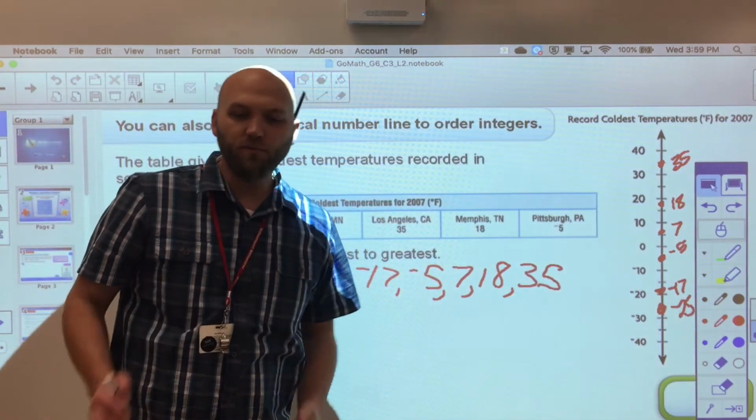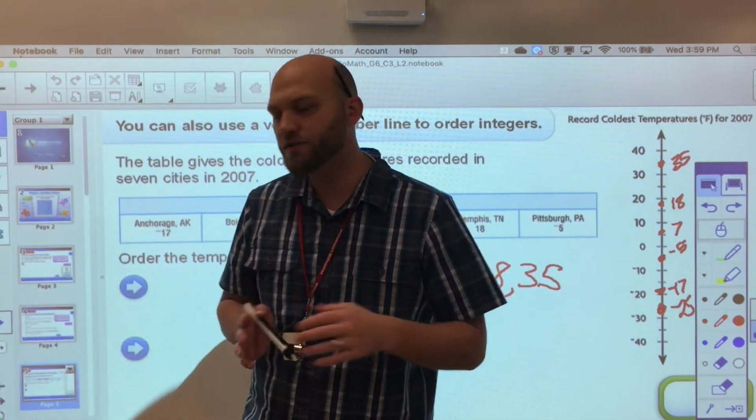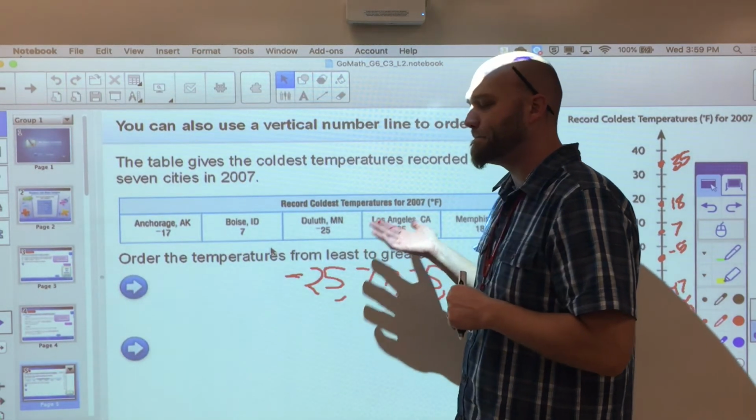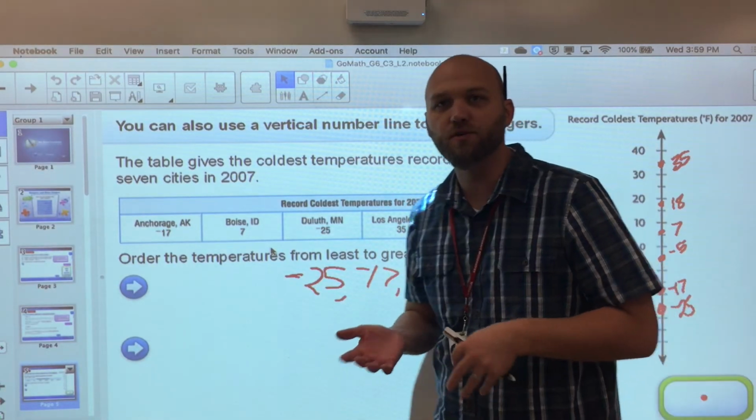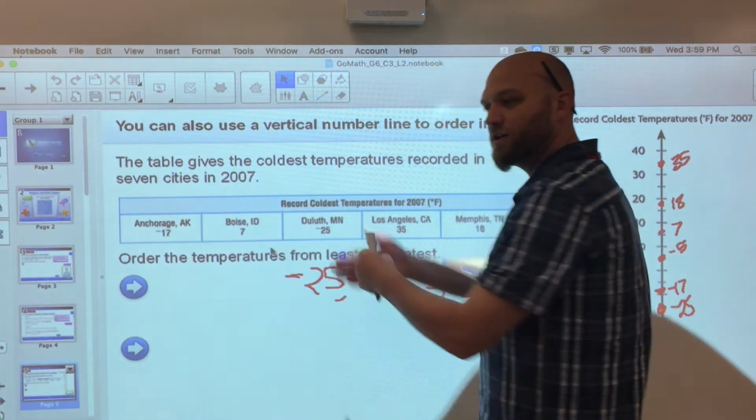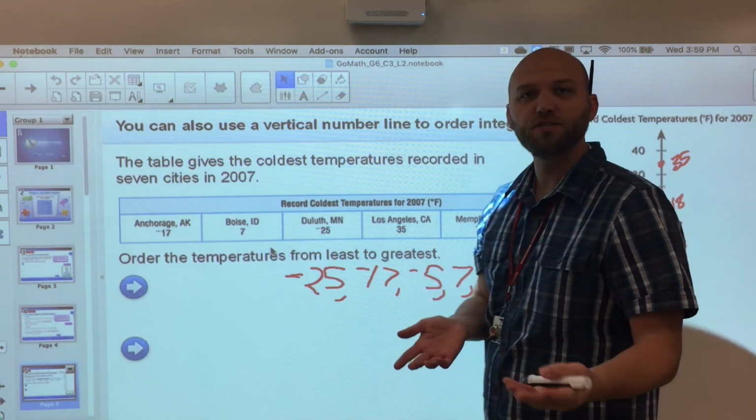It is very, very helpful when you're comparing positive and negative integers to utilize a number line. So whether you're looking at it this way or you're looking at it this way, we want to look at the relationship to 0.